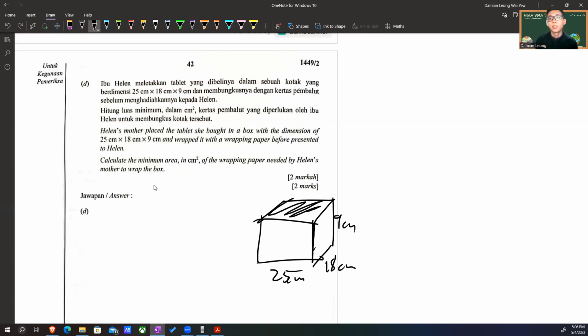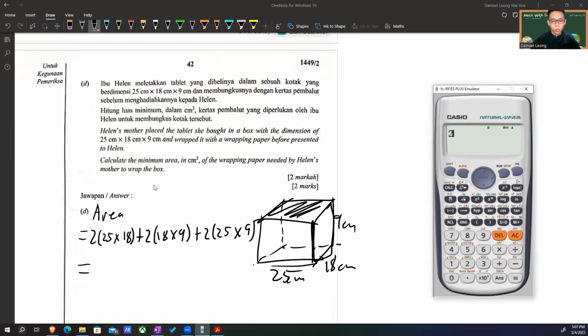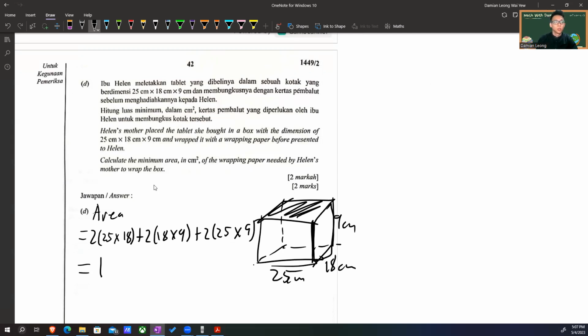So I want to wrap the box. So means I'm considering the total surface area. So means I take 2 times of top and bottom, 25 times 18, plus 2 times of right and left, 18 times 9, plus 2 times of front and back, 25 times 9. Yeah, then we just add together. 2 times 25 times 18 plus 2 times 18 times 9 plus 2 times 25 times 9. So it's 1674 cm square.